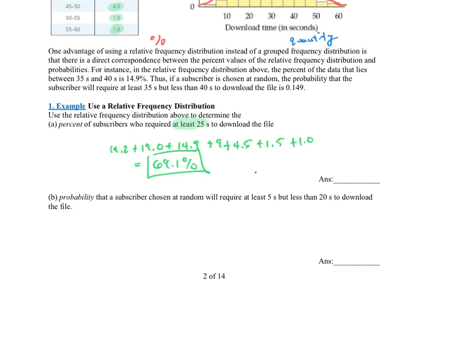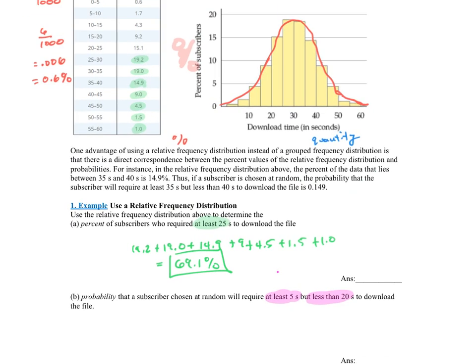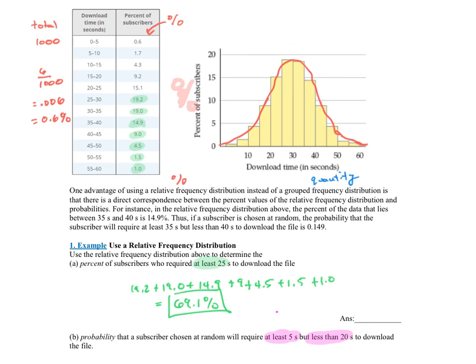So for part B, it says probability. Find the probability that the subscriber chosen at random will require at least 5 seconds, but less than 20 seconds. So let's use a different color for this one. I'll use my purple pink. So it's at least 5, but less than 20. I'm going to look at the quantities here. Here's at least 5 seconds. All the way to here is less than 20.